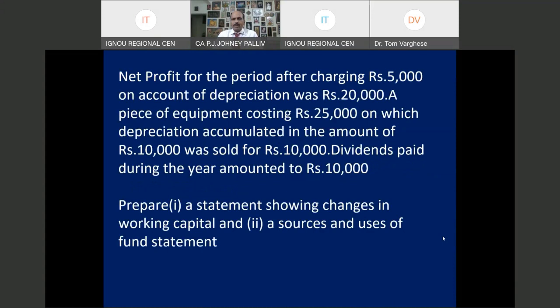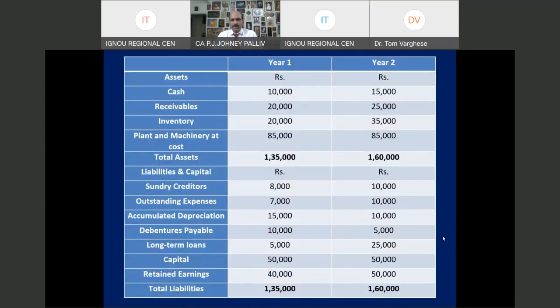That means if there is a sale, the machinery cost 85,000 will surely come to 85 minus 25, because the original cost of machinery sold was 25. Therefore, 85,000 minus 25,000 must be 60,000. But you can see 85,000. Therefore, there is a sale as well as a purchase. After sale of machinery, 85,000 minus 25,000, 60,000 is the balance of machinery at cost. But here, 85,000 is the balance of machinery at cost, which means that there is a purchase of machinery for rupees 25,000.